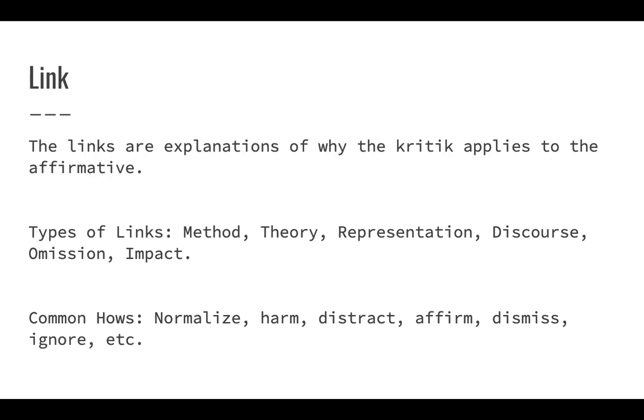So you might ask, when your method K that talks about acting through the United States federal government, you could argue that that is normalizing the US federal government or affirming the US federal government, and that's bad. Whereas maybe your omission K about how the 1AC doesn't discuss women could say perhaps you're distracting from women's issues, dismissing or ignoring women's issues. So you have the type of link, what you're linking to, and some sort of a how.